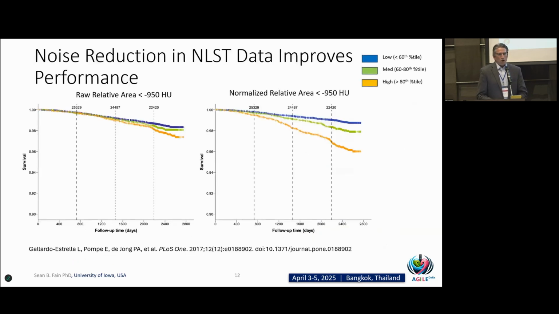Just to point out that these corrections work. This is data looking at the National Lung Screening Trial, in which there was a high frequency nonlinear noise reduction filter applied to the data. The left is the raw relative area under minus 950. On the right is the normalizer corrected data. You can see that we better distinguish the three tertiles of progression, based on high, medium, and low emphysema, based on the survival curve data.